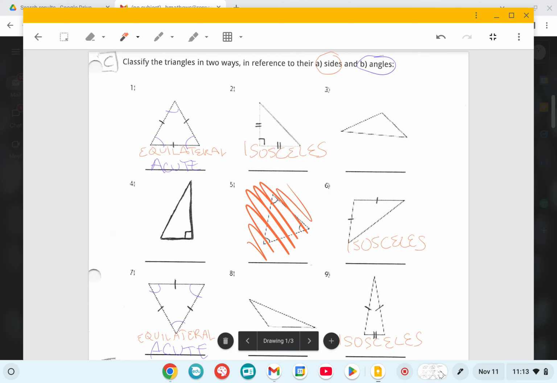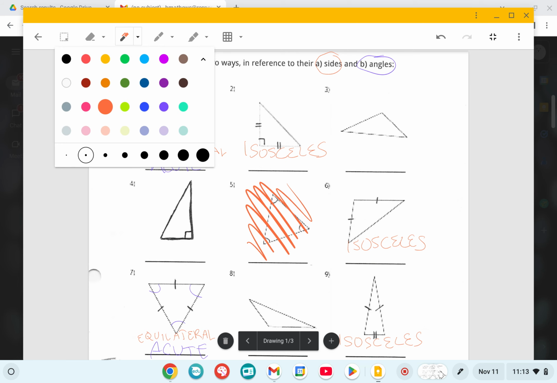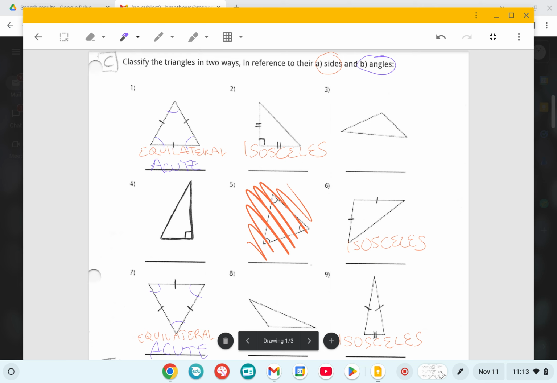Those are all isosceles because they have two sides that are the same length and they're marked that way. Now, if I look at the measure of the angles, I can see this has a right angle right here. That automatically means that this is a right triangle. Do not hesitate on that. If you see a right angle, it is automatically a right triangle.